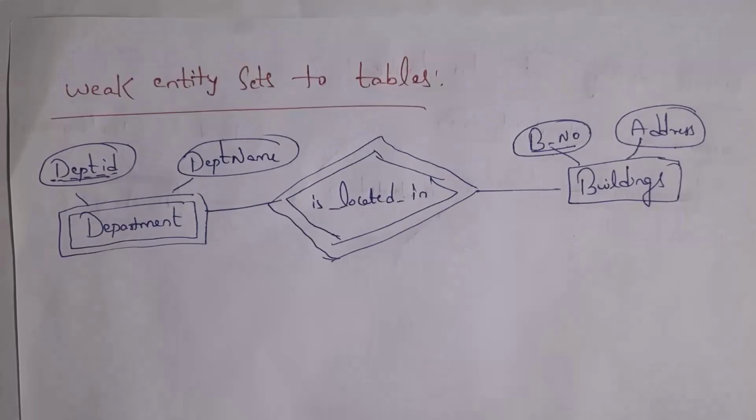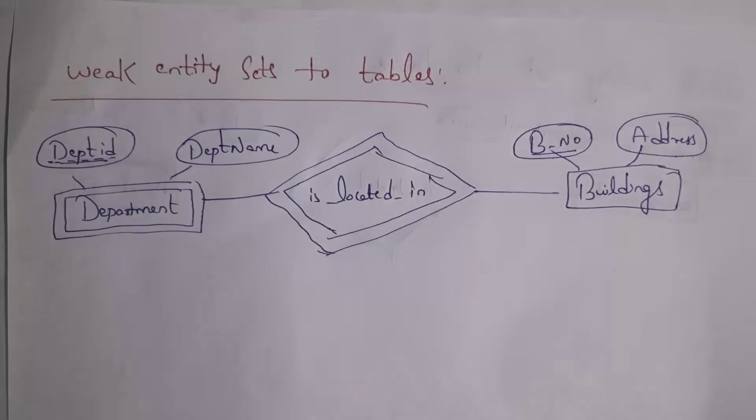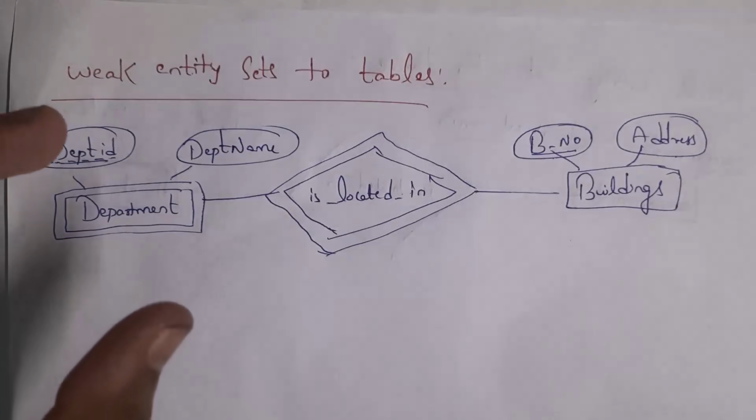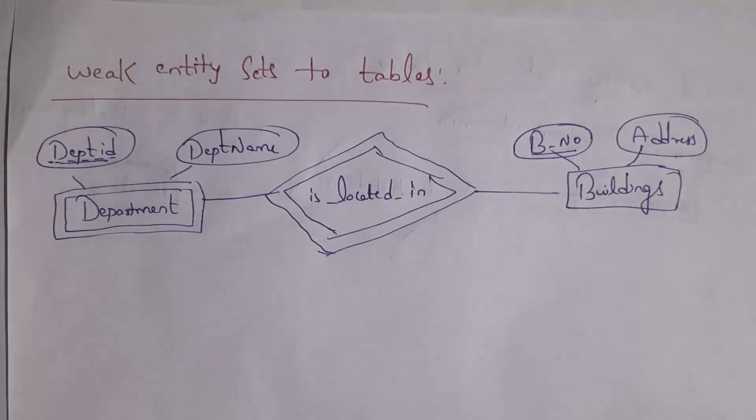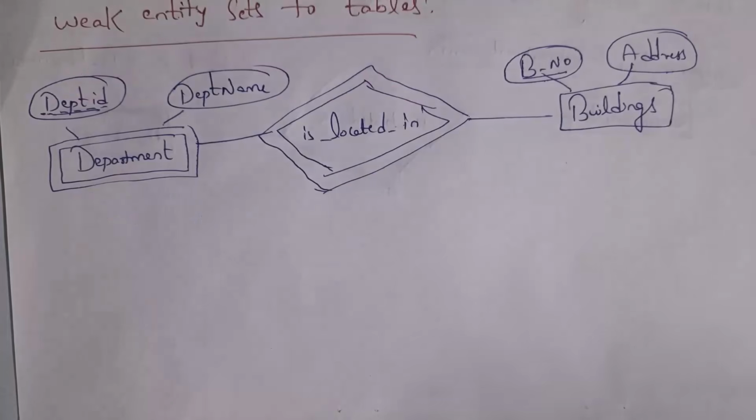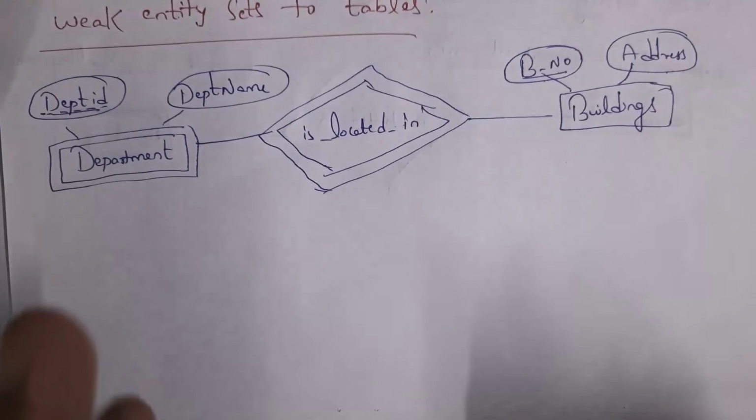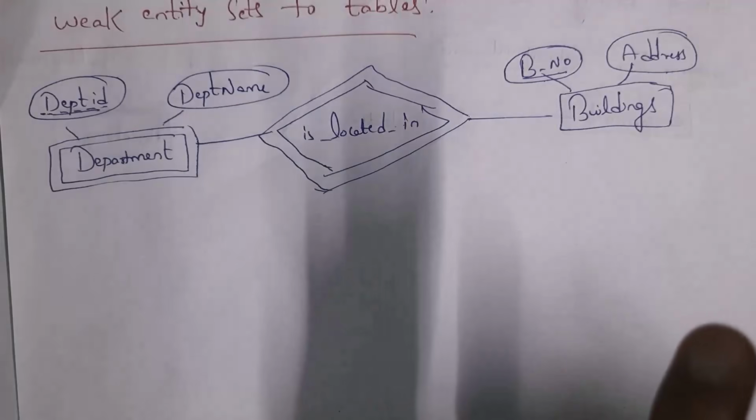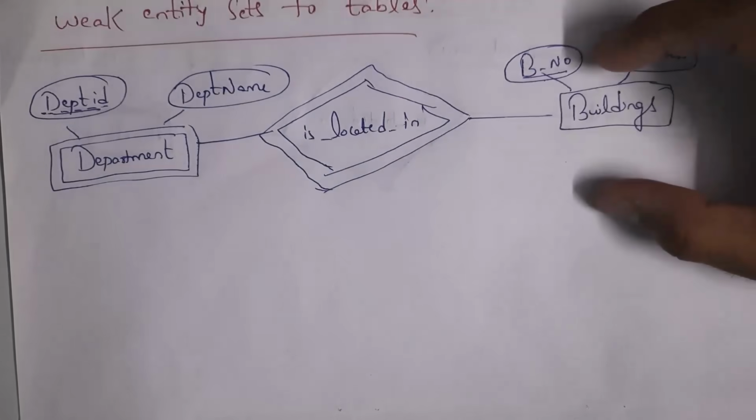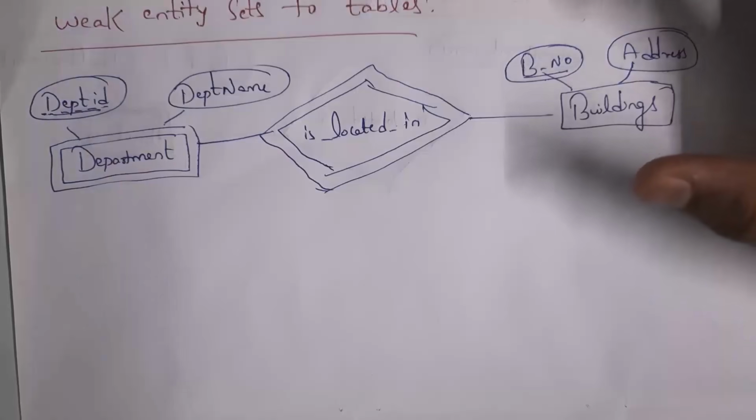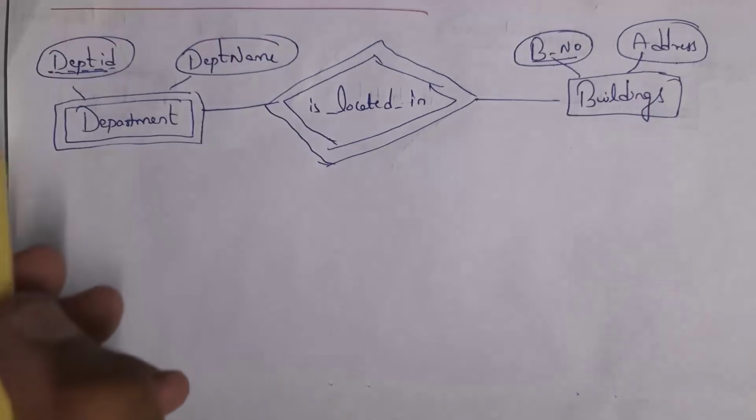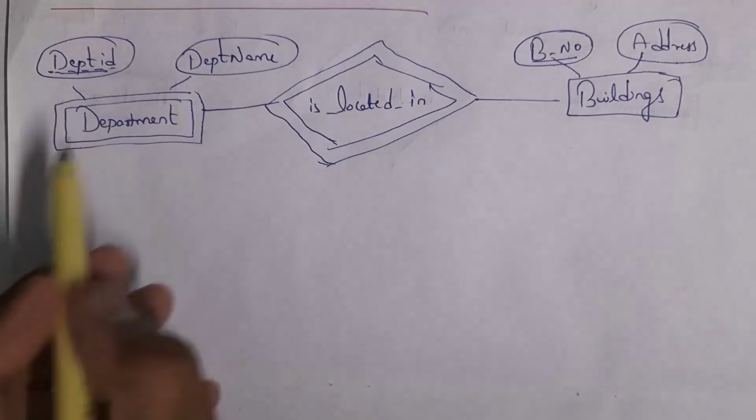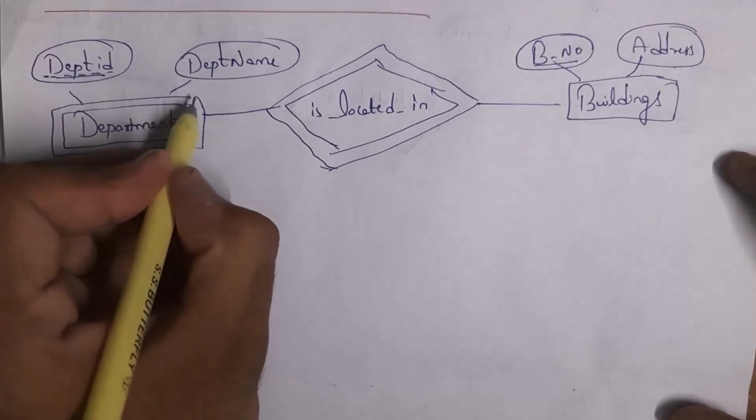Next I will explain how to convert weak entity sets to tables. Guys, we will represent strong entity set in a single rectangle, whereas we will represent weak entity set in a double rectangle. For example, in college, each department is located in one building, like CS in one building, AML in one building, data science in one building and so on. So only if there are buildings, there will be departments. For example, if I destroy the building, then automatically this department also will be destroyed. That is why we call this department a weak entity.